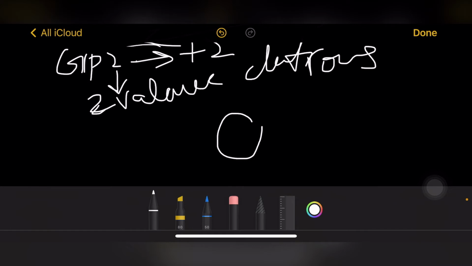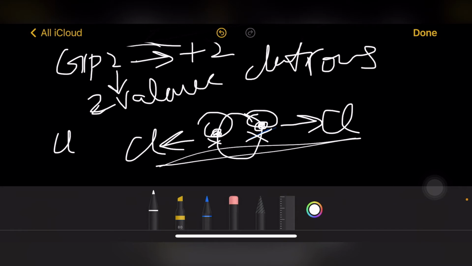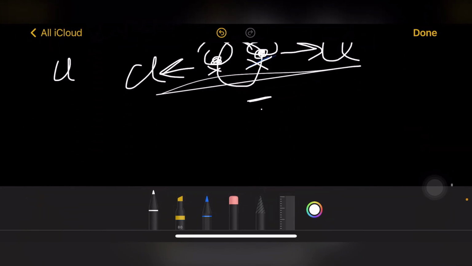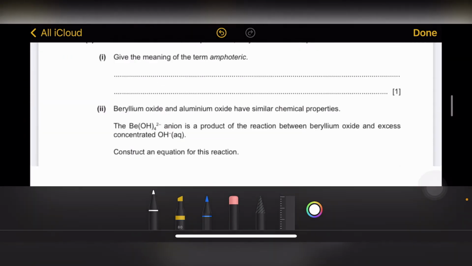So let's draw the valence shell. One is over here, one is over here. And because chlorine has 7 valence electrons, it only needs 1 electron, right? So this is Cl, this is Cl. Because this is a linear structure, and no lone pairs of electrons are present, it is just 180 degrees.